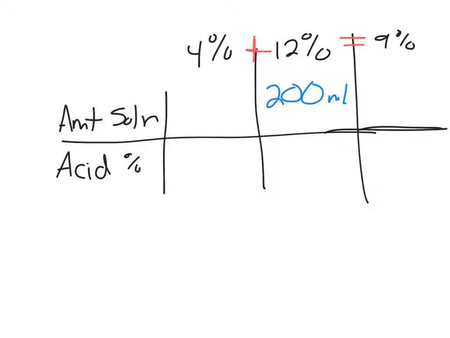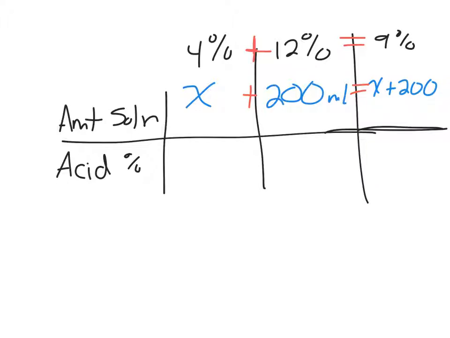So what we're going to do is call the 4% solution X, and then we're going to call that 9% solution X plus 200, because it's the combination. What we're doing in these boxes is adding the first one to the second one to get that third box.